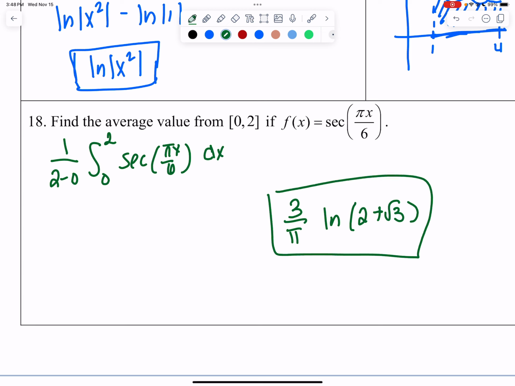Now, with number 18, though, we haven't really talked about the integral of secant. So that's going to be one of the integrals that you might need to remember using the sheet that I gave you guys at the very beginning of Unit 4, where it listed out all of the antiderivatives. Secant should be one of them, so use that antiderivative to help you with number 18. You should get 3 over pi times ln of 2 plus root 3. Now, will you get this on a test? Probably not. It might be something like cosine or sine, but not something like secant.